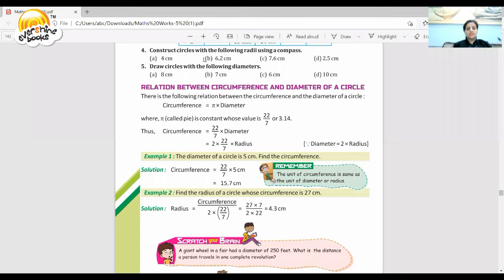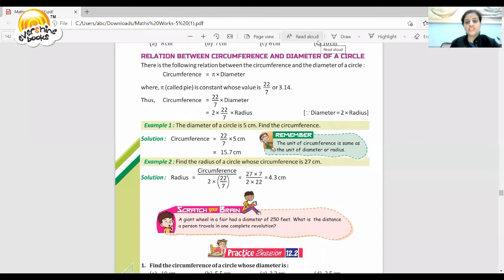Now students, construct the circle with the following radii using a compass. Just set the ruler and compass to 4 centimeter and then draw the circle. Draw a circle with the following diameter. The diameter is 8. You just divide it by 2. It will be 4. Then again you have to make the circle of that radius, because in that the diameter should come to 8.